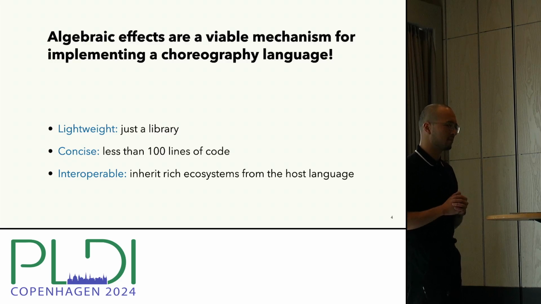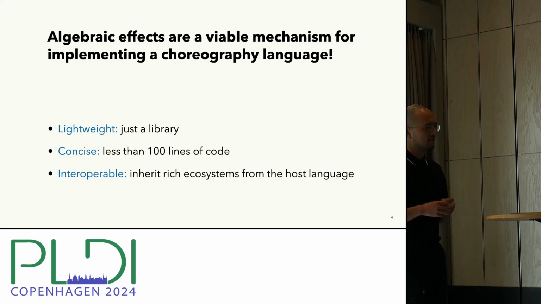Unlike standalone implementations, we do not need to write a custom parser or compiler, which might require a significant amount of engineering. Second, the library implemented in this way is very concise. The code follows how we define things mathematically on paper. As the demonstration later in this talk indicates, the core functionality of a choreography language only takes less than 100 lines of code.